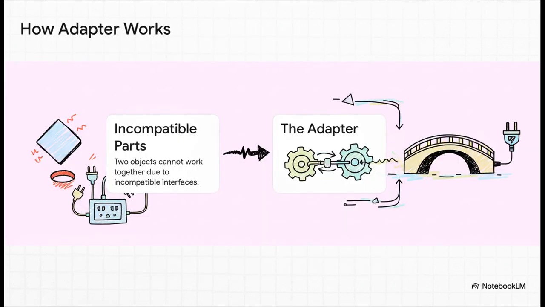And here's a super simple breakdown of how it works. You've got your two incompatible parts, right? They can't talk to each other directly. So the adapter just sits in the middle, acting like a bridge or a translator, taking requests from one and making them understandable to the other. And just like that, they can collaborate seamlessly.